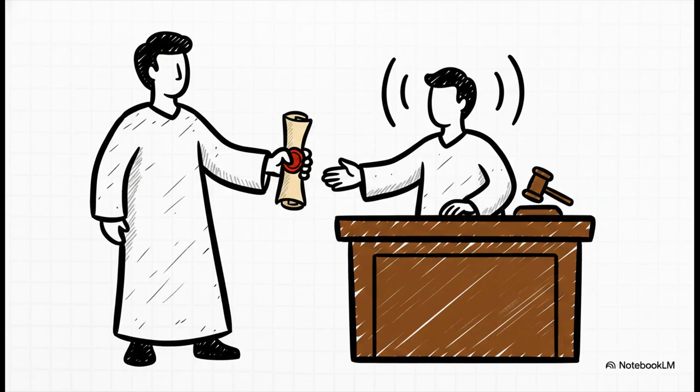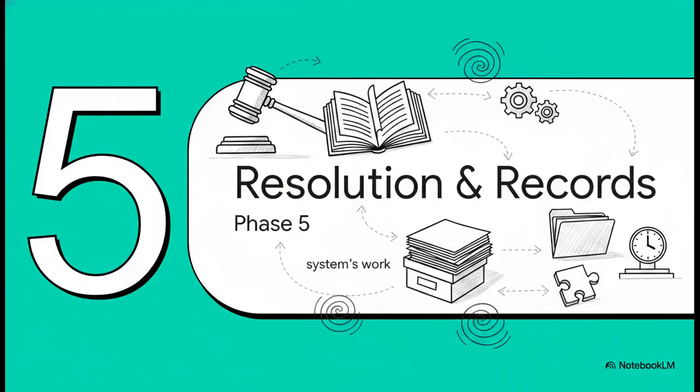The justice will ask if they've reached a verdict. Assuming they have, the jury lead hands over their written findings, and the justice executes the pronouncement, which honestly is just the formal reading of the jury's final decision straight into the court record. Next up is Section 5, Resolution and Records.